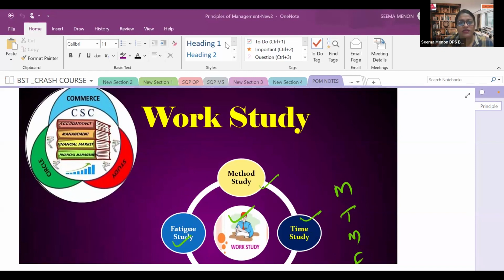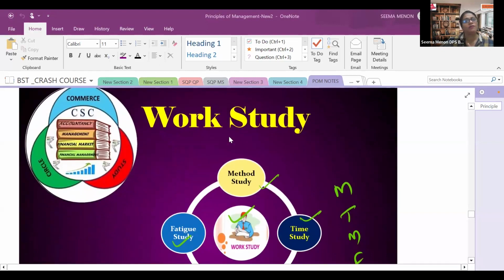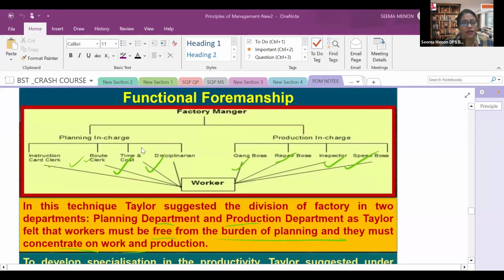Yesterday, we were discussing functional foremanship. That is a part of Taylor's scientific technique of management. There we discussed all the planning, all the two segments of functional foremanship with a diagram. So let's start with this question answer session.